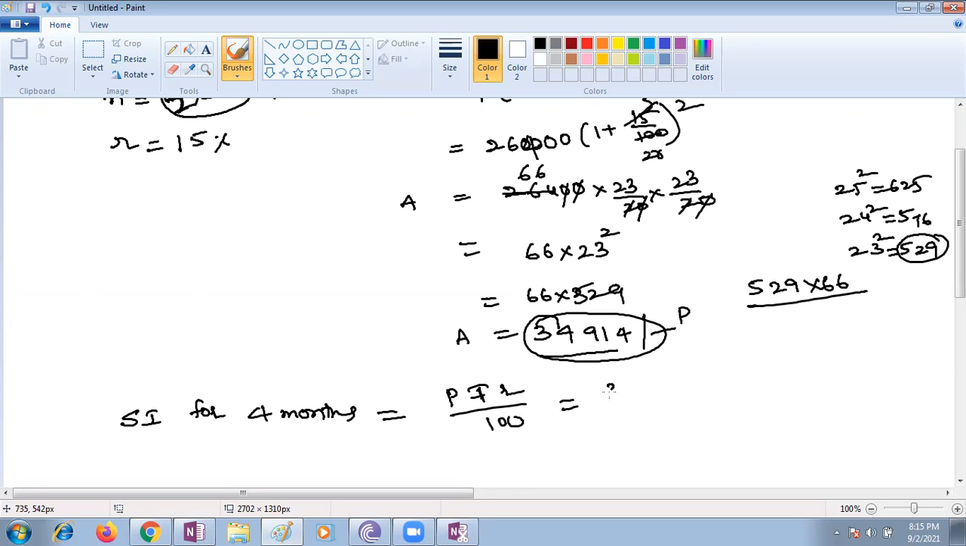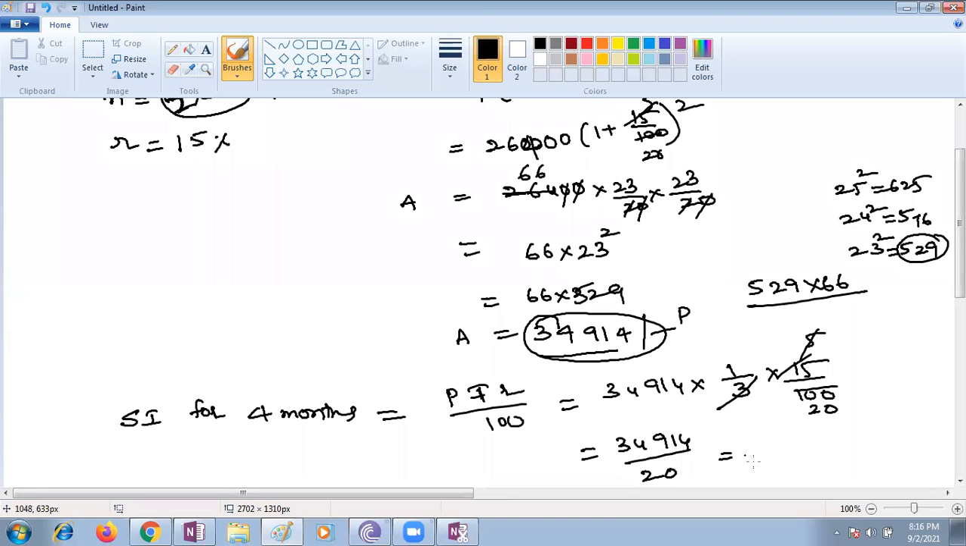So principal is 34,914. Time period is 4 months, which means 1 by 3, Nana. Yes, ma'am. Rate of interest 15 by 100. Ma'am, we can even take 1/3 as... Yes, 5 3s are 15, 5 ones are 5, so 20 times. You just divide 34,914 by 20. Make it by 2, then you will get the answer.